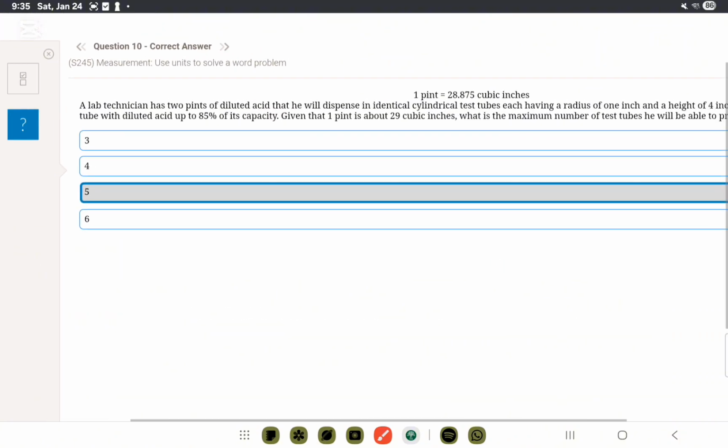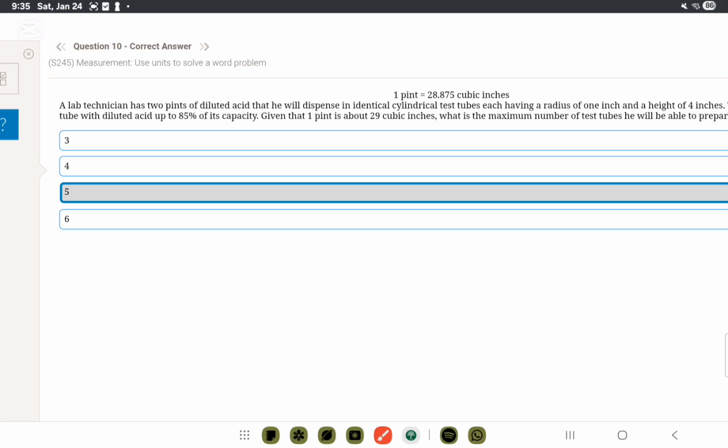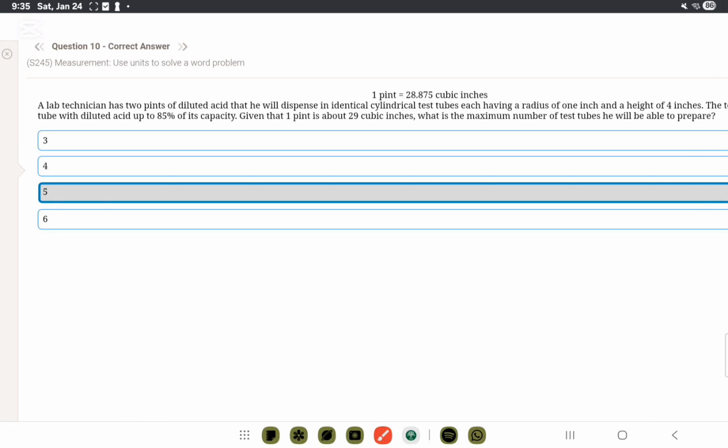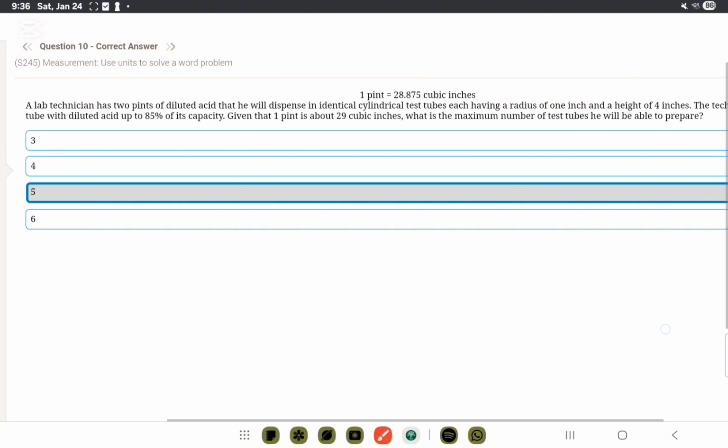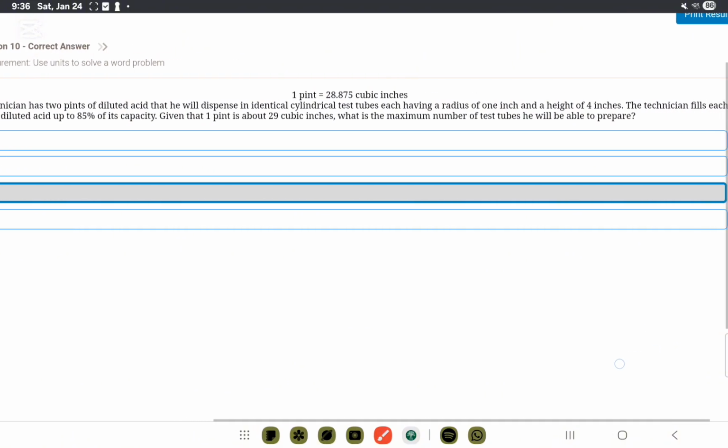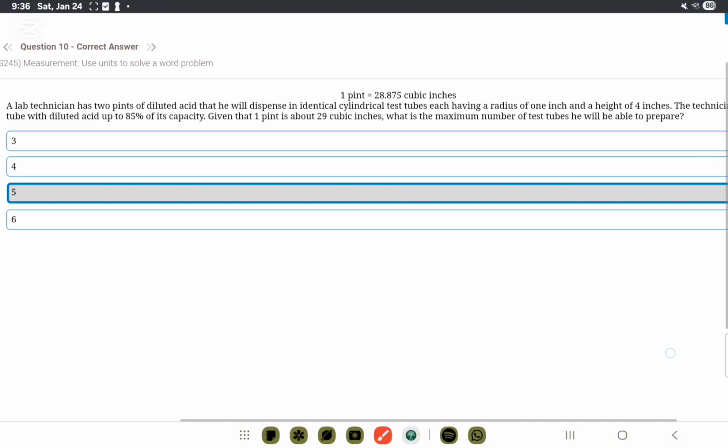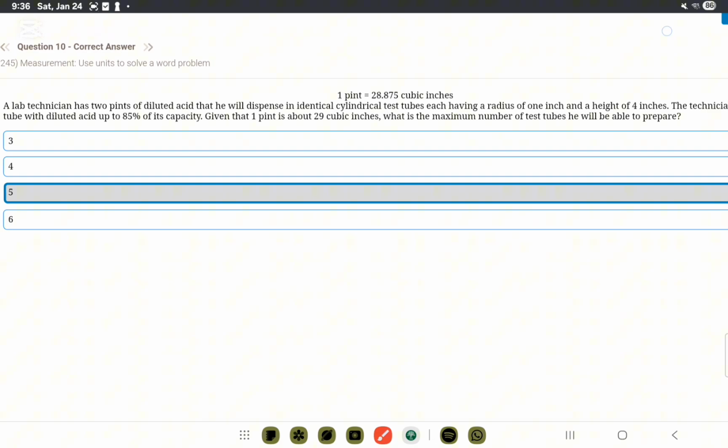A lab technician has 2 pints of diluted acid that he will disperse in identical cylindrical test tubes, each having a radius of 1 inch and a height of 4. Whatever. So the first thing you need to do is multiply by 2, because we're having 2 pints.